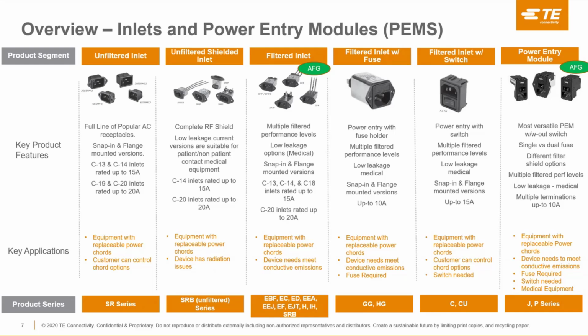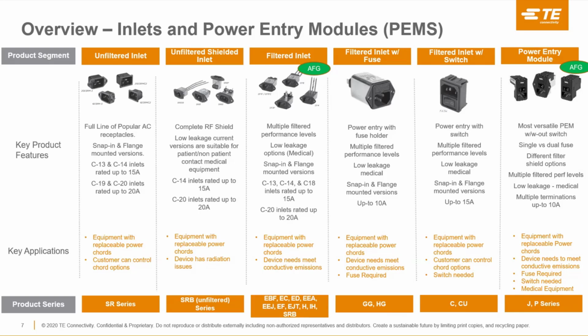And then you have the power entry module here, what we call the P series. So this is the most versatile PEM with and without a switch, single or dual fuse, and different shield options. Basically, this is the best of all the features of all the previous families combined into one. Low leakage for medical, multiple filter performance levels, and then this goes up to 10 amps. And then this covers everything. Again, equipment with replaceable power cords, devices needed to meet conductive emissions, if a fuse is required, if a switch is needed, and for medical equipment.